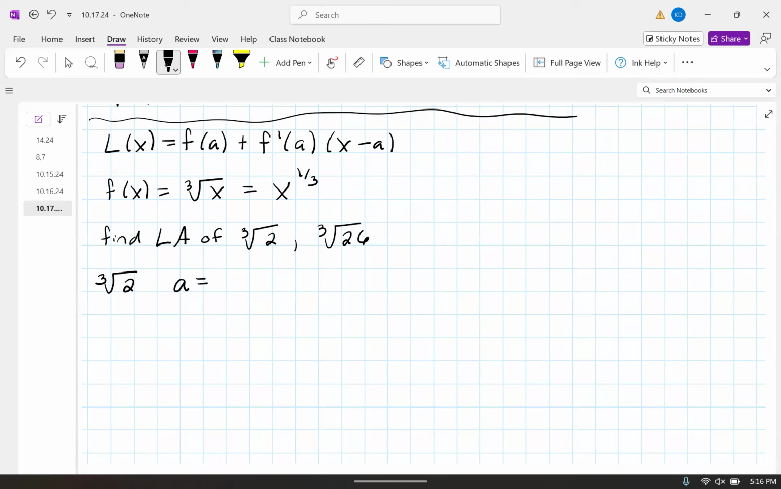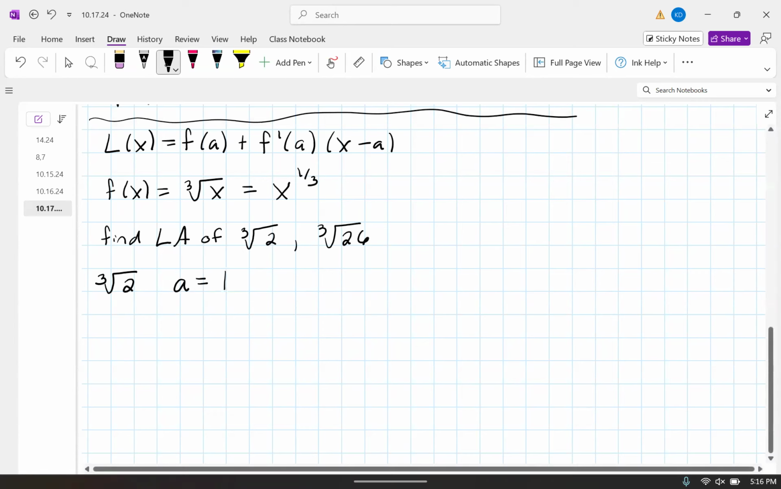Well, 1 times 1 times 1 is 1. We go to the next number, 2 times 2 times 2 is 8. Is 1 or 8 closer to 2? 1 is. So for this one, we're going to use our a as 1. Okay.